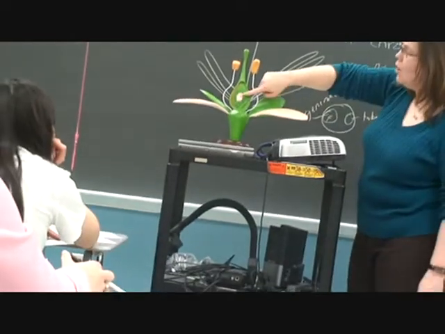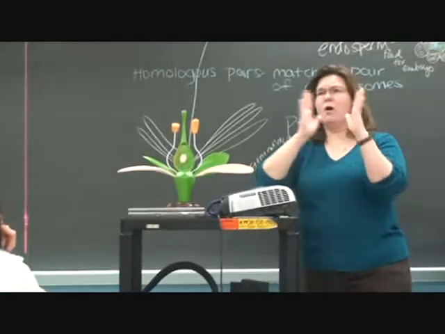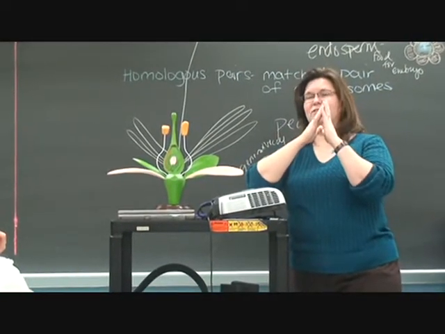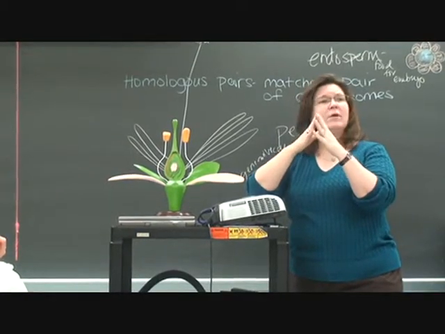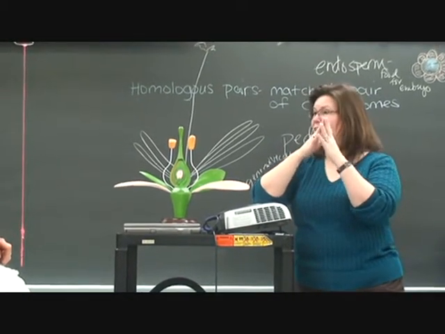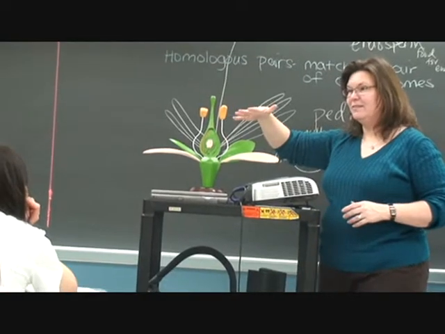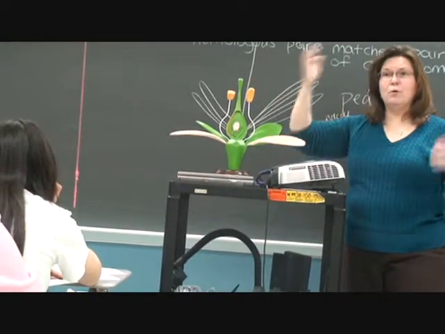Okay. What's going to happen now, it's no longer an embryo sac. It's an embryo. And the embryo is not a gametophyte. It's now the new sporophyte, right? Because it's diploid. It's going to grow into the whole new plant.